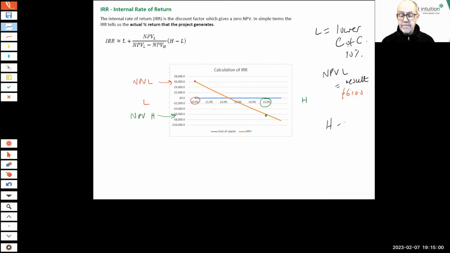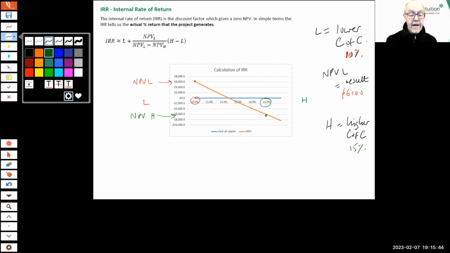H is we then arbitrarily pick another cost of capital, the higher cost of capital, and in this case we've picked 15%. Let's do that in green for clarity. 10% in red. And so our higher cost of capital, we have used 15%. And remember, we're trying to find out what a project is earning. So we're not comparing to the rate of return we've been asked to achieve. We're trying to find out what's really happening.